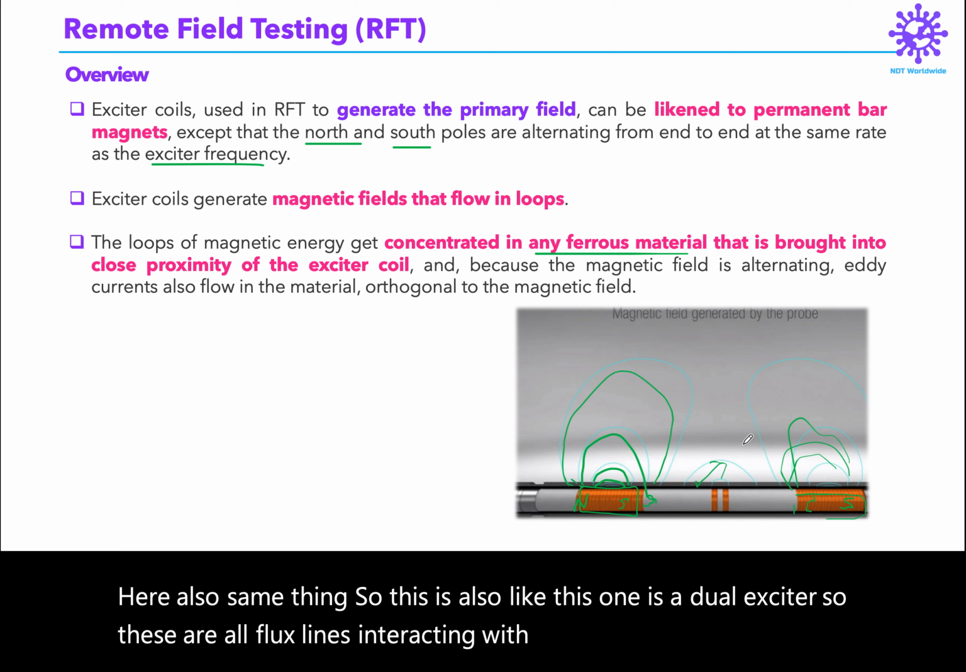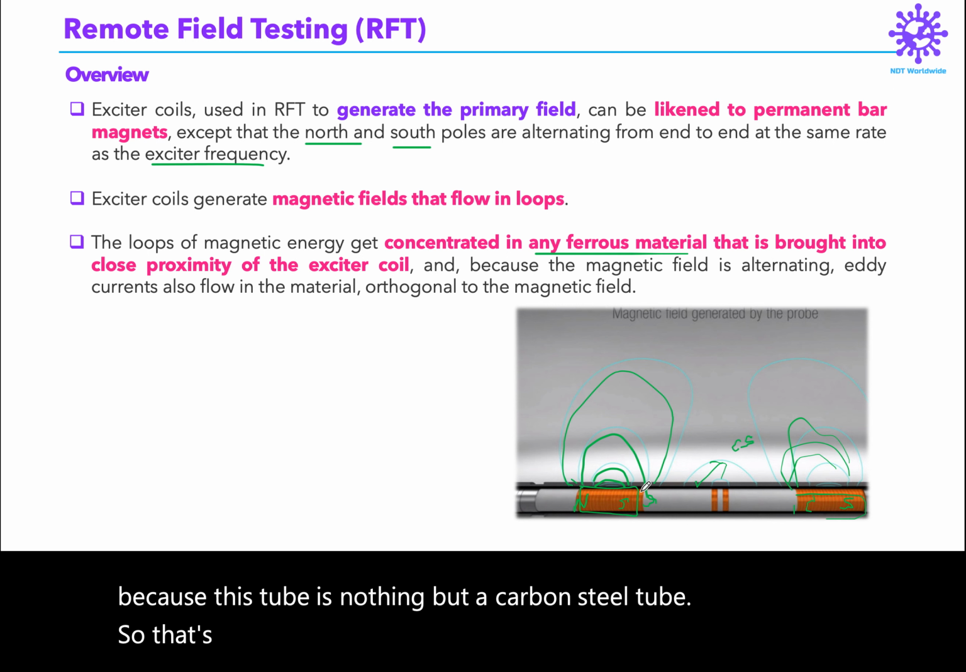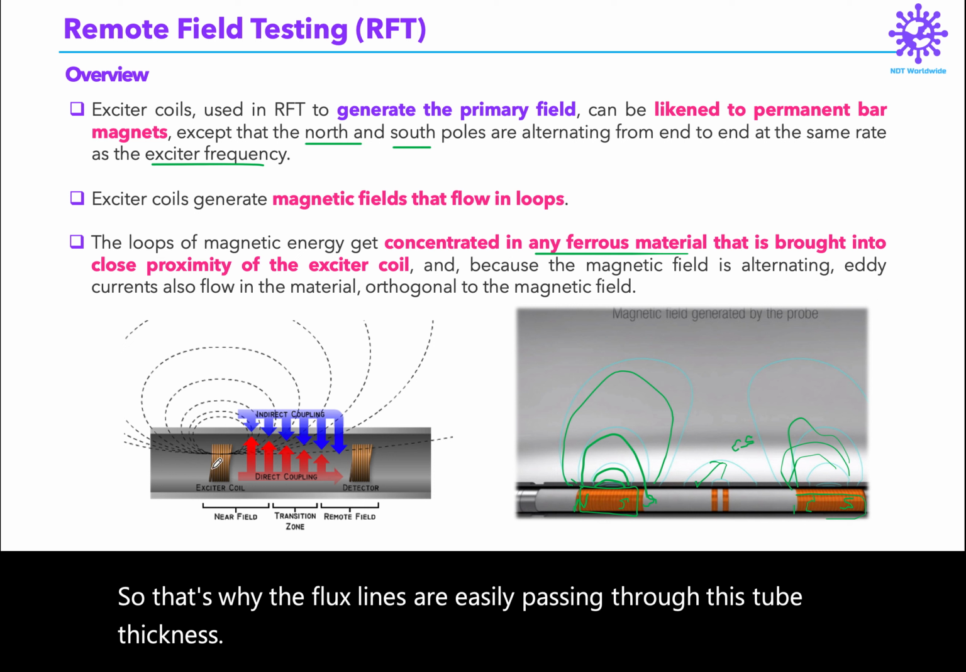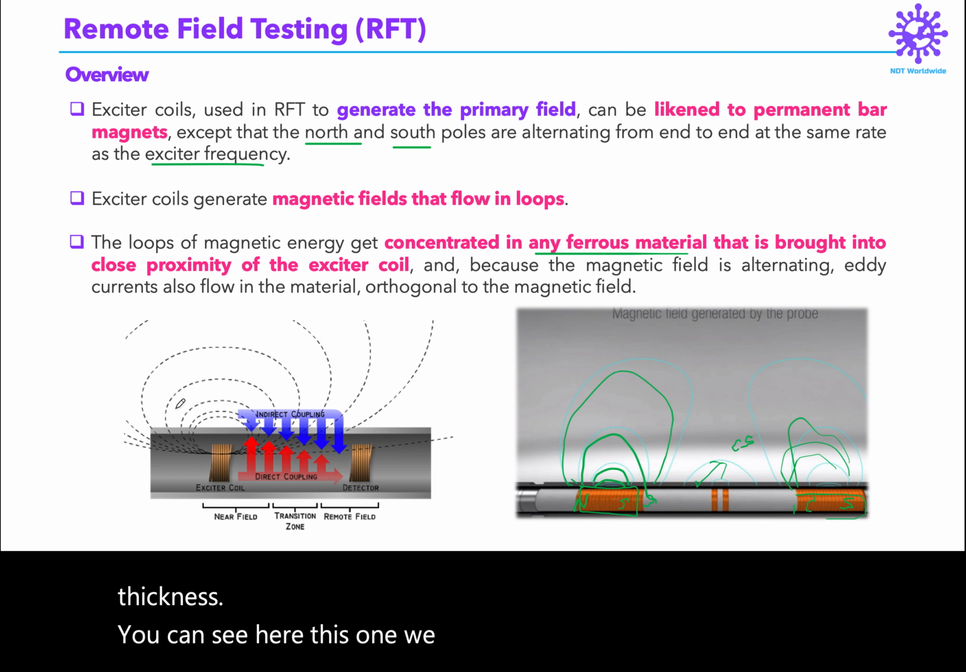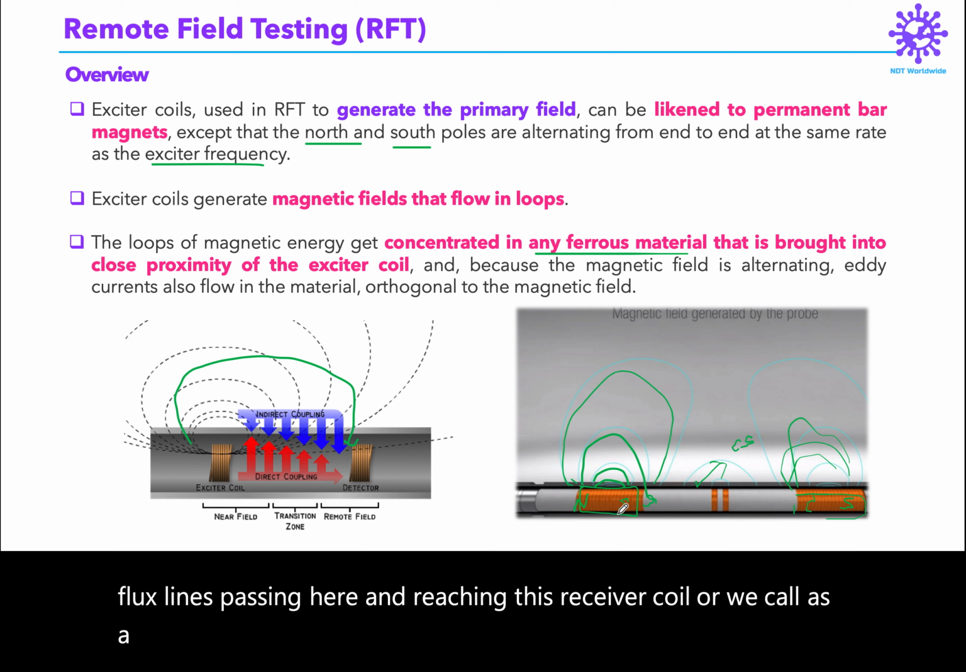Why? Because this tube is nothing but a carbon steel tube. So that's why the flux lines are easily passing through this tube thickness. You can see here, this one we call an indirect coupling. The flux lines pass here and reach this receiver coil, or what we call a detector coil. But inside you may also have a small field.